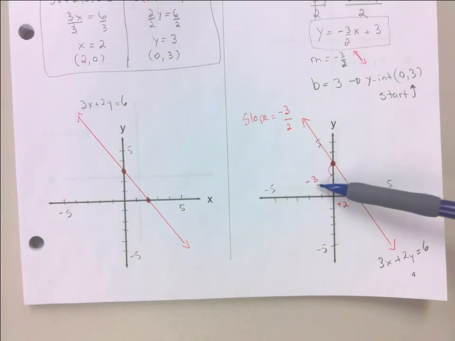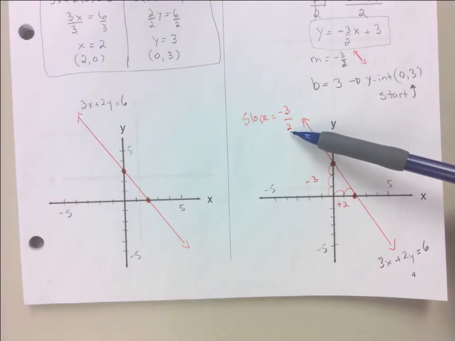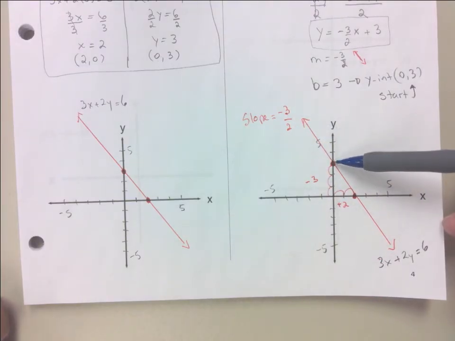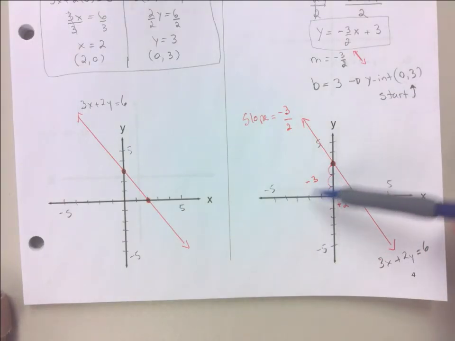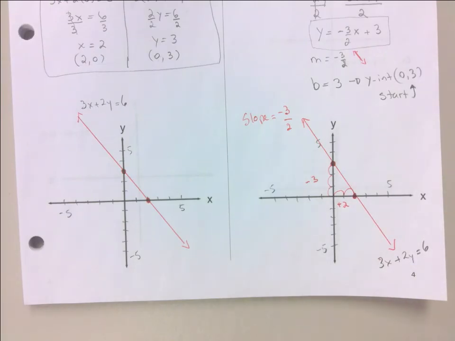I just want to make sure you understand, if this had been positive 3 over 2, then we would have gone up 3 and then over 2. Right? Our second point would have been up here somewhere, and it would have actually been going up from left to right. Okay. So this is review technically, but I hope that helps you.